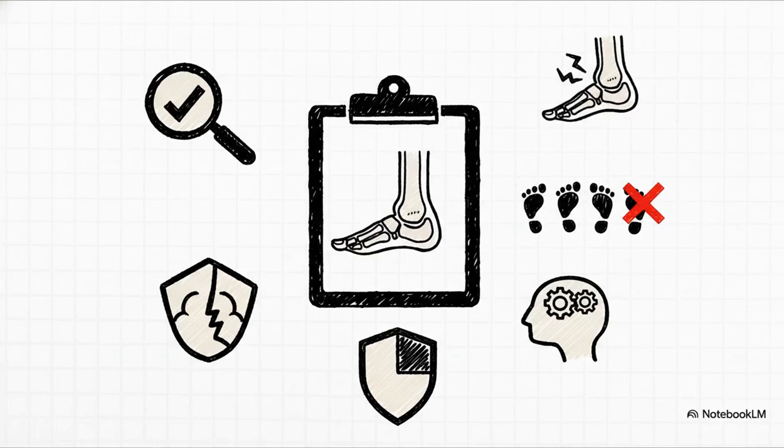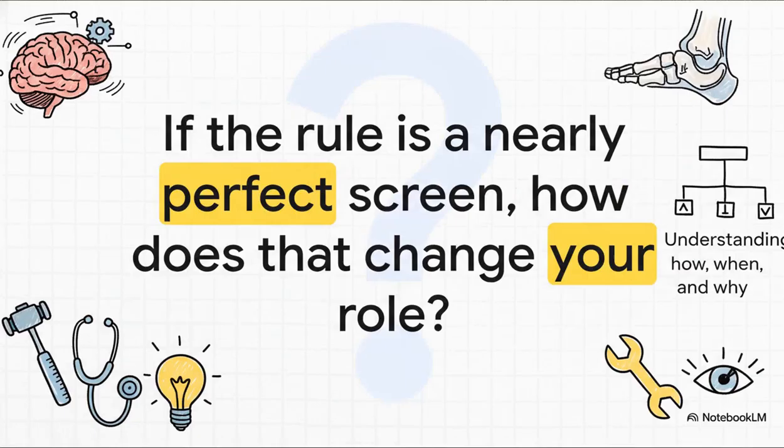So let's wrap this up. What should you take away from all this? The Ottawa Ankle Rules are an incredibly powerful, evidence-based screening tool. Their main job is to rule out fractures, but they are an aid to your clinical reasoning, not a replacement for it, especially when it comes to that weight-bearing test. And that kind of leaves us with a final thought, right? Being a great clinician isn't just about knowing the rules. It's about knowing how and when to apply them with thought and care. Even the best tool in the world still needs a sharp, skilled person to use it correctly.